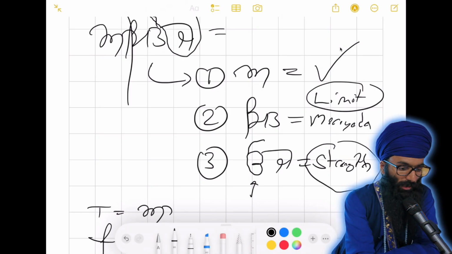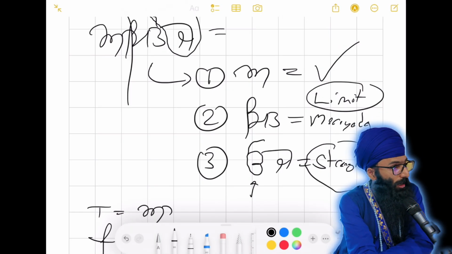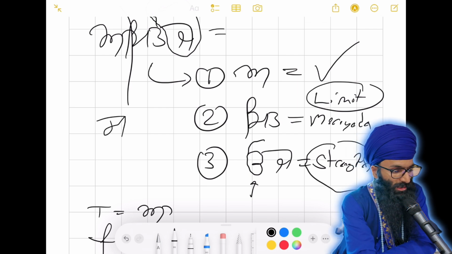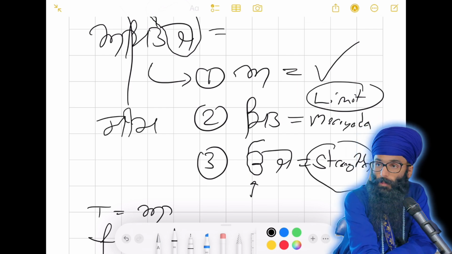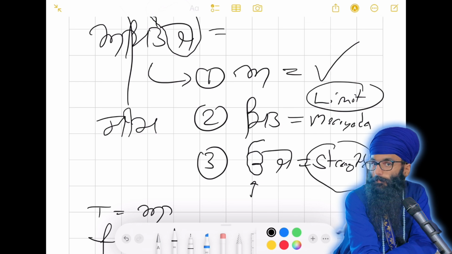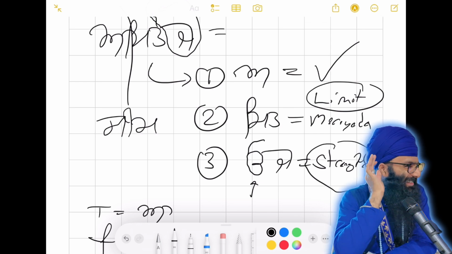Seem also means the same thing as Mit. So I'll give you another synonym. How do we say synonym in Punjabi? Say louder.